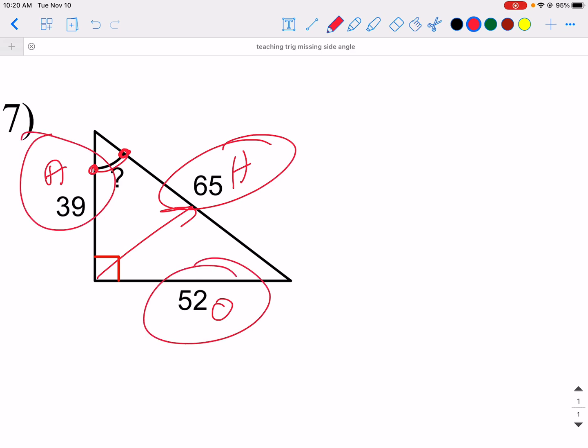Oh my gosh, don't panic. This is where you get to choose. Do you have a favorite trig function? Is it sine, cosine, or tangent? I like tangent. Don't ask me why, but I do. So I'm going to pick tangent. You can pick anyone you want. So I'm going to pick tangent, X.